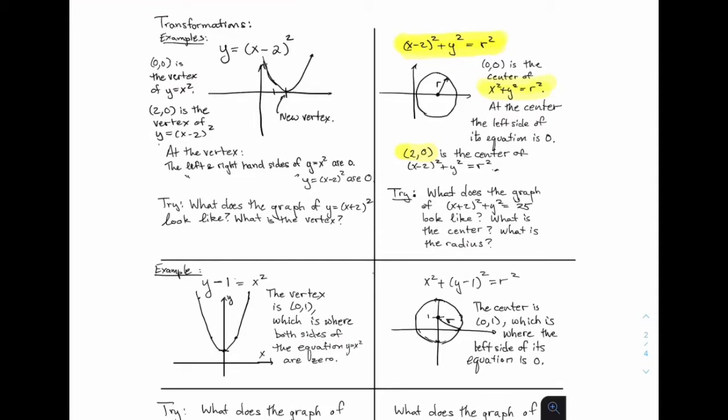If we plug in 2, 0 into this equation, x minus 2 squared plus y squared equals r squared, on the left-hand side we get 0 squared plus 0 squared. The same thing we got in the standard case. What is the graph of x squared plus y squared equals 25? What's the center? What's the radius? To find the radius, you just need to compare the right-hand side of this equation with the right-hand side of this one.